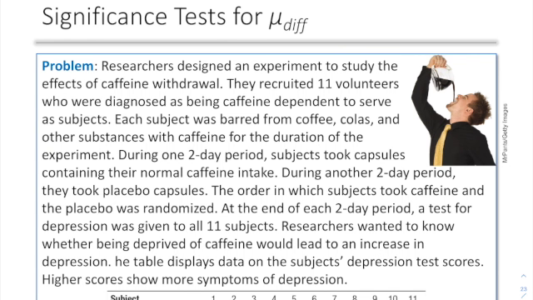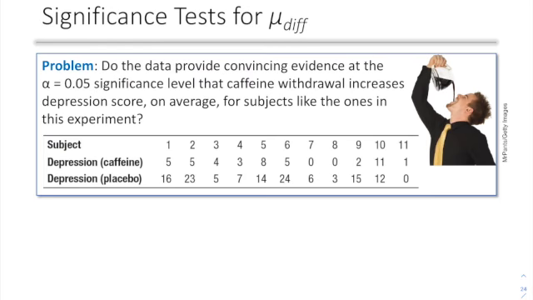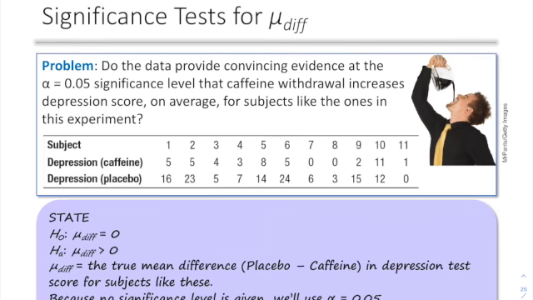At the end of the 2-day period, a test for depression was given to all 11 subjects. Researchers wanted to know whether being deprived of caffeine would lead to an increase in depression. The table displays data on the subjects' depression test scores. High scores show more symptoms of depression. So do the data provide convincing evidence at the alpha is 0.05 significance level that caffeine withdrawal increases depression score on average for subjects like the ones in this experiment?